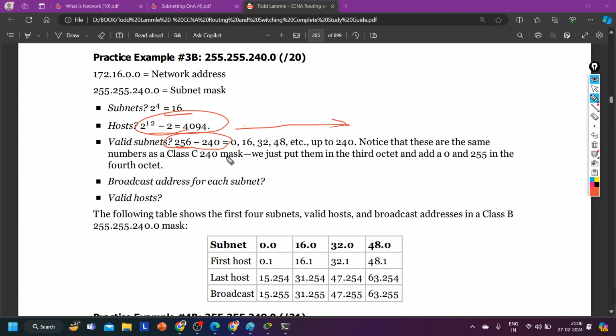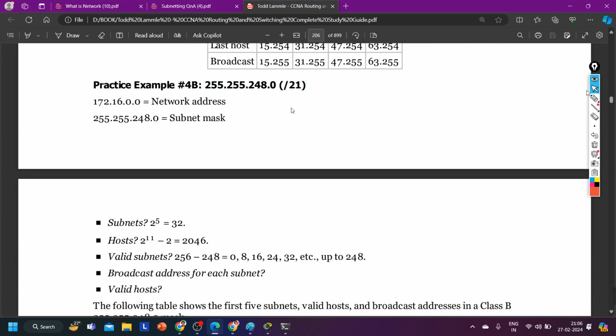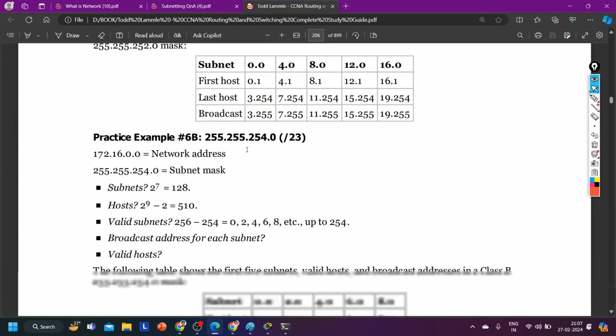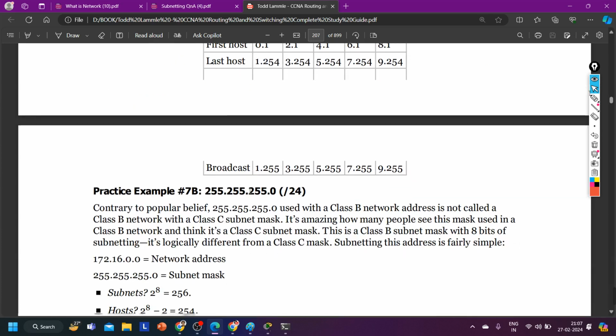You get 256 minus 16. So 0, 16, 32, 48. We have to add 16 for every network when we have borrowed 4 bits. In the same way with slash 21, slash 22, slash 23, and slash 24.